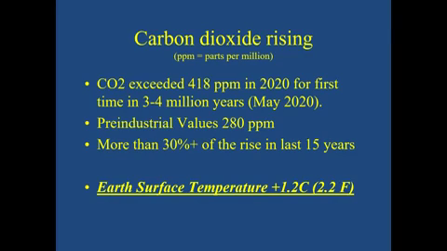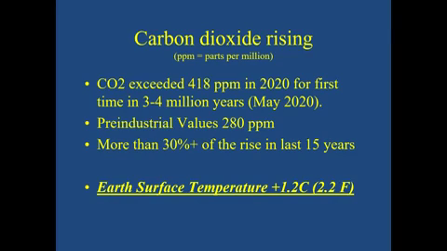The pre-industrial values were only 280 parts per million, that's in the 1700s, and more than 30% of that rise has occurred in the last 15 years. The Earth's surface temperature in response to rising greenhouse gases has increased about 1.2 degrees Celsius or 2.2 degrees Fahrenheit. And just keep this in mind, because experts, broadly speaking, have been very concerned about not exceeding 1.5. That's pretty much guaranteed now, or not for certain exceeding 2.0 degrees Celsius warmer, and that is almost impossible to prevent at this point as well.